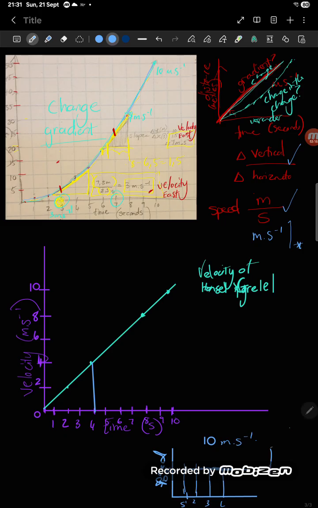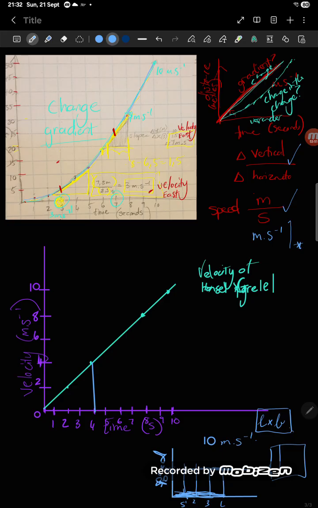Well, what is area? Area is length times breadth. Remember, this is 10. I said 10 times 1 is 10. 10 times 2 is 20. 10 times 3 is 30. 10 times 4 is 40. So I went 40 meters. I can tell the distance by saying length times breadth.